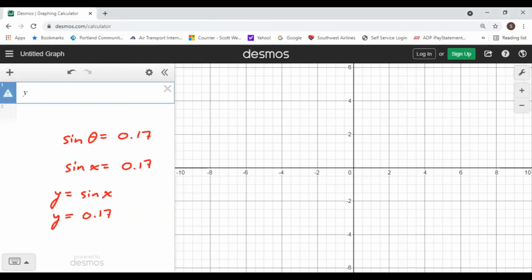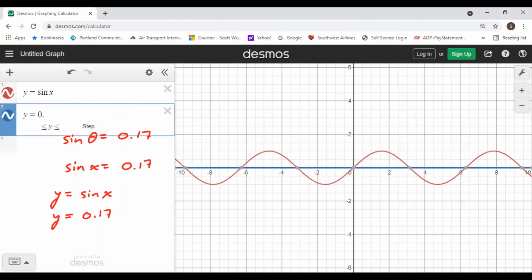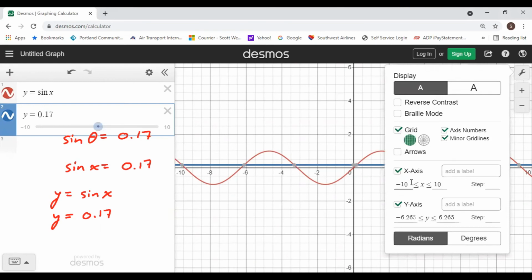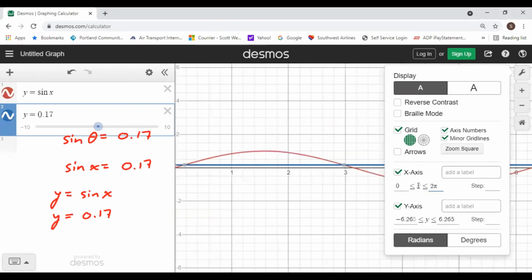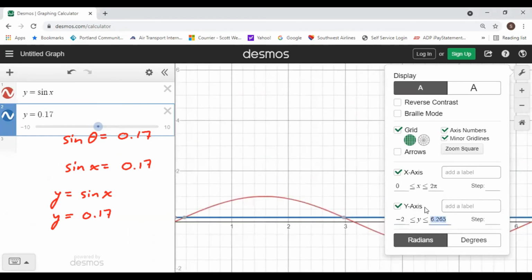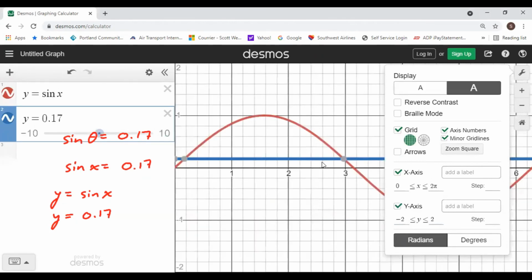So first y equals sine x. Y equals 0.17. Okay, now we should adjust the settings of the graph in order to give us the window that we are most interested in. So it said 0 to 2 pi. So we'll go 0, 2 pi, and you can actually type in pi in Desmos. Sorry, x-axis, 0 to 2 pi. And if the y-axis, as you see it, is a little bit bigger or smaller than you need it to be, you can adjust it, and I'll make it negative 2 to 2, just so we can see our graph a little bit bigger. And also you can hit that if you want to make it even bigger.